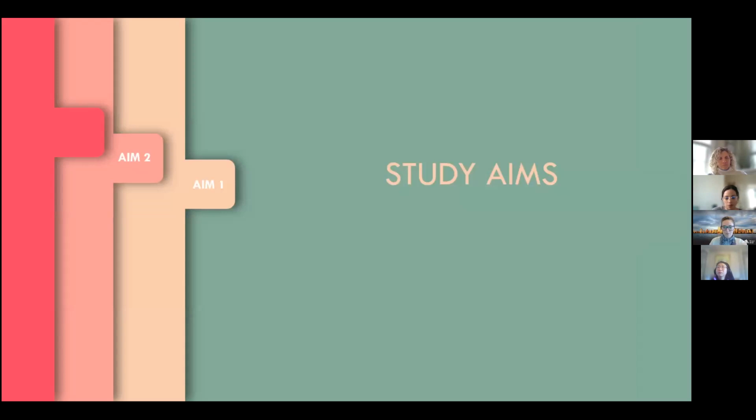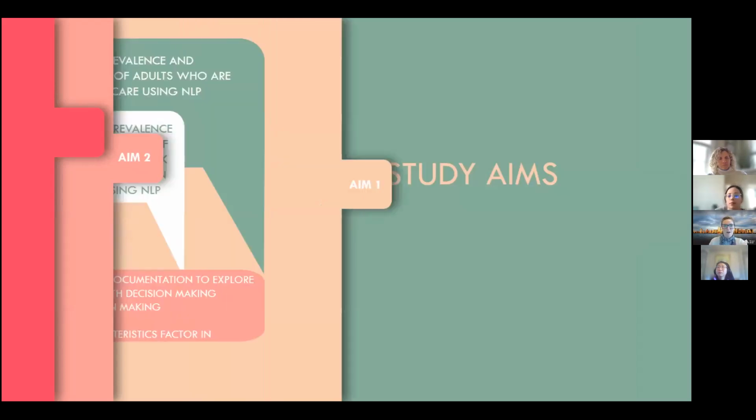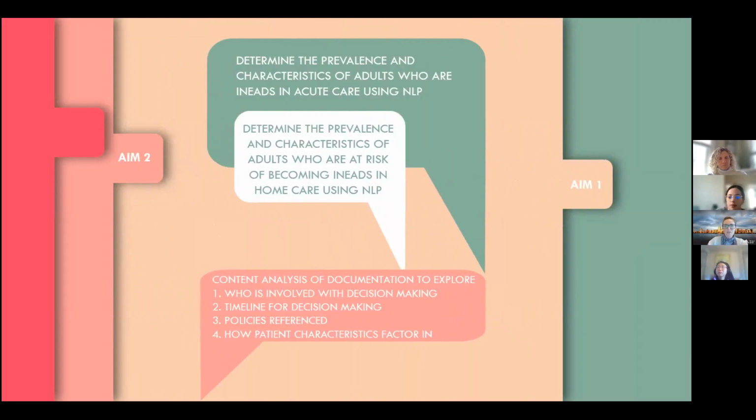So that brings us to the aims of our current study. The first aim is simply to determine the prevalence and the characteristics of adults who are in need in an acute care setting using natural language processing. And that aim, in the big green bubble, is the one that this presentation is going to be focusing on.